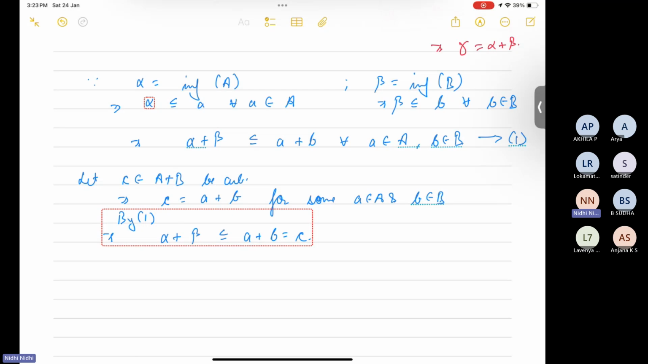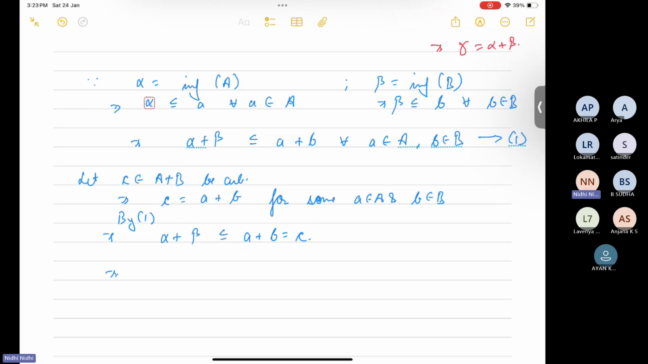Now, what does this give? Since this c was an arbitrary element in A plus B, this tells us that alpha plus beta is less than or equal to c for every c in A plus B. So what is alpha plus beta for A plus B? Can anyone tell me? I'm saying that alpha plus beta is less than or equal to every element in A plus B. So what is alpha plus beta for A plus B?